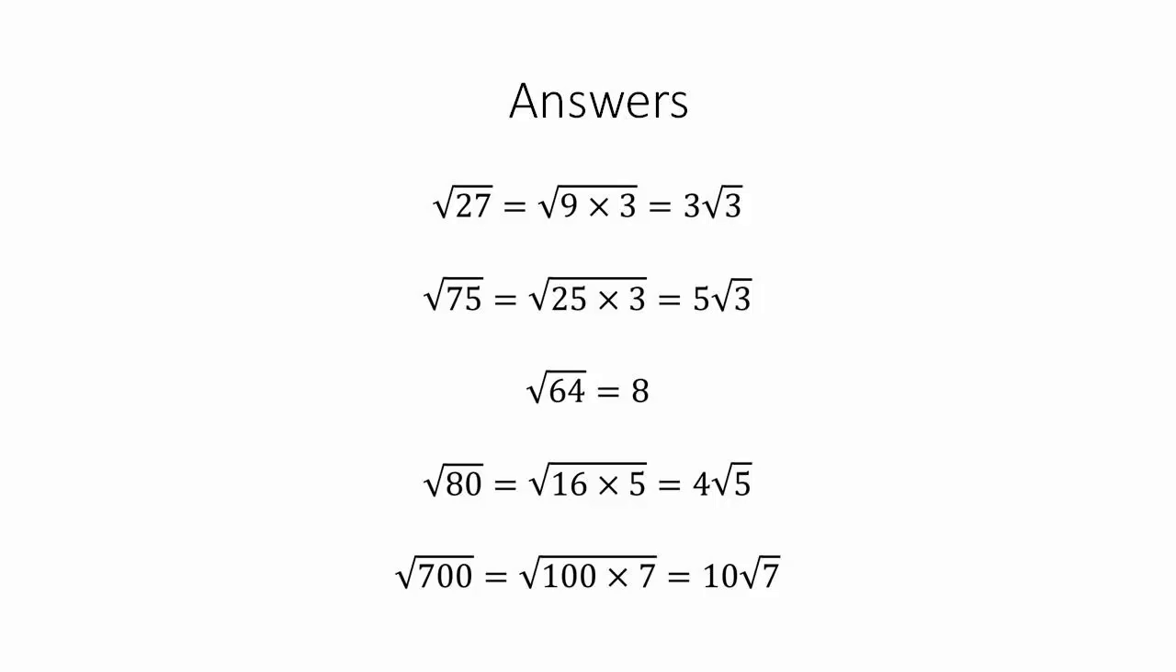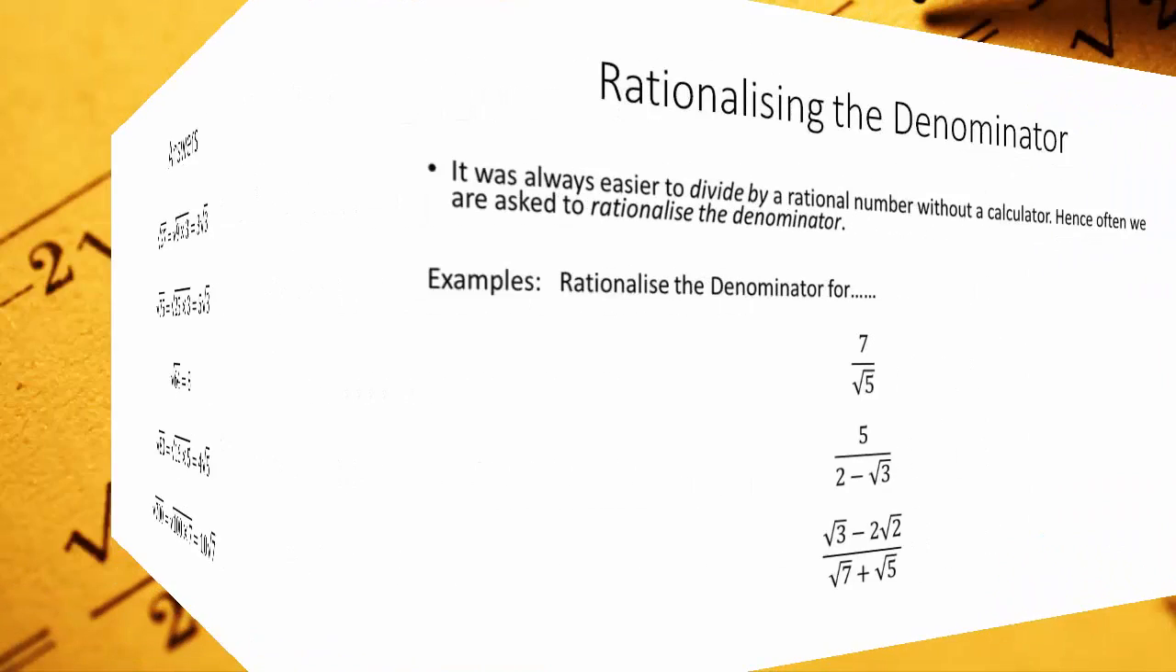Root 80 is root 16 times 5, which is going to be square root of 16, 4 root 5, and root 700 is 10 root 7 for the same reasons. Okay, this should be fairly standard stuff so far, but it rapidly does get difficult, and I think you can see why students are quickly overwhelmed by it.